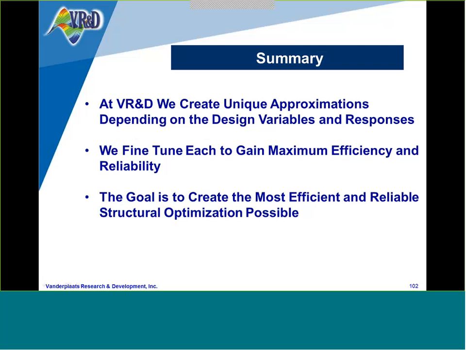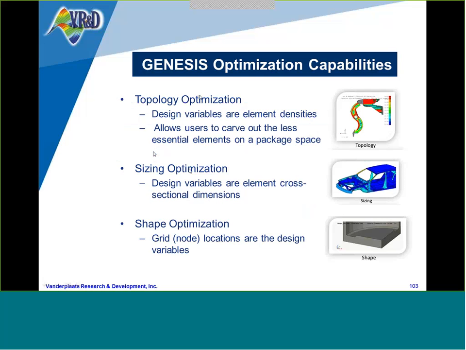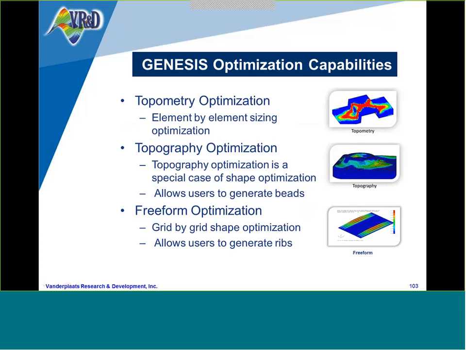We create unique approximations depending on the design variables and responses. We fine-tune everything. And here you've seen just a small piece of what we have. In our Genesis code, we have topology optimization, sizing optimization, shape optimization, topometry, where we let every element have its own design variable, and topography, where we can automatically design bead dimensions. It's basically a shape optimization. Freeform is another form of shape optimization that allows us to generate ribs.